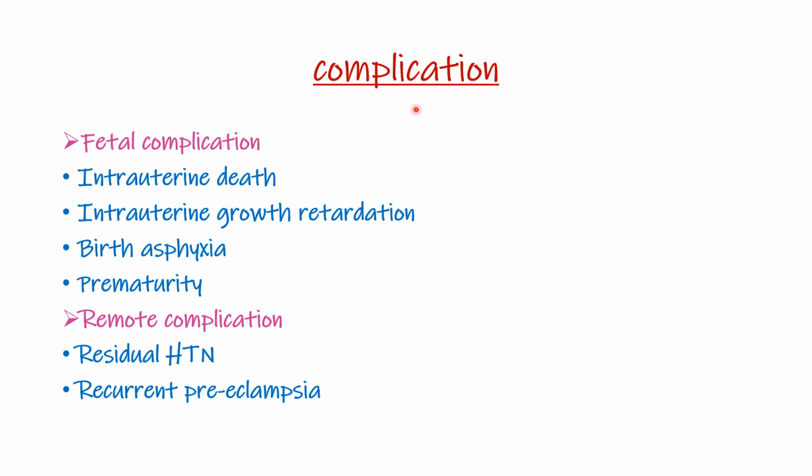In terms of fetal complications, you may have intrauterine death, intrauterine growth restriction, birth asphyxia, and prematurity. While remote complications, you can have residual hypertension and recurrent preeclampsia. So with remote complications, residual hypertension is where you had preeclampsia, but now after pregnancy you have a higher chance of having hypertension, and in the next pregnancy you are going to have an increased risk of having preeclampsia.